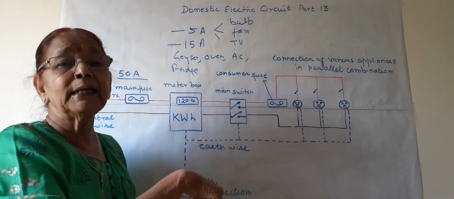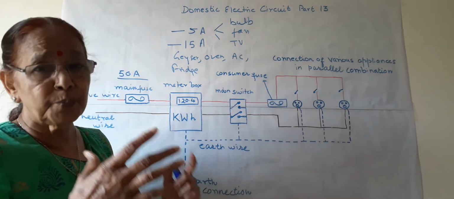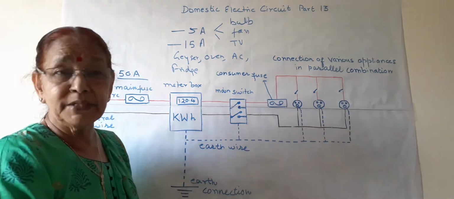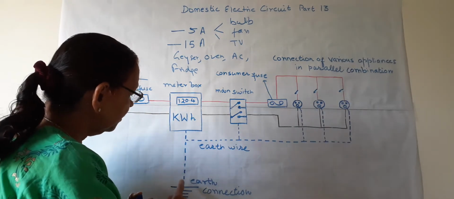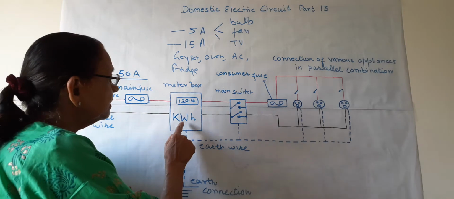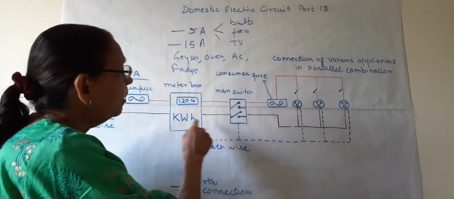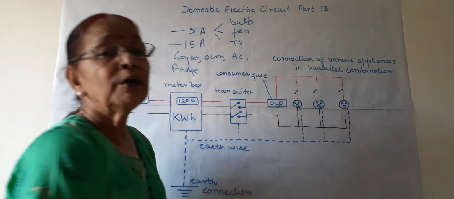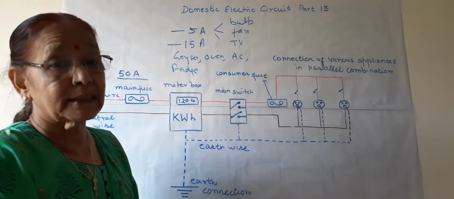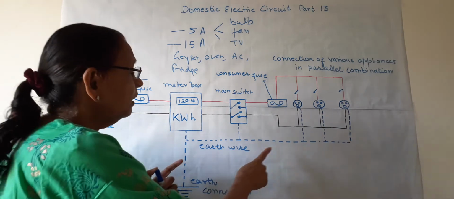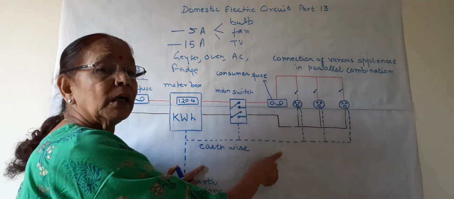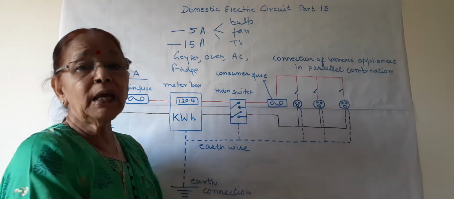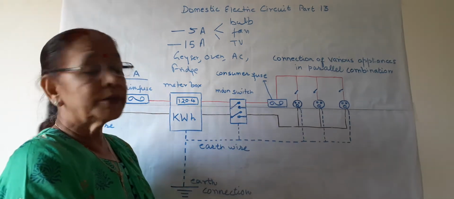Deep inside the earth, a copper plate is put, and from that copper plate, a wire emerges. So this is the earth connection, and this wire is connected to the meter box, to the main switch, and to appliances which have metal casing. The potential of this earth wire is 0, or we can say it is at ground 0.